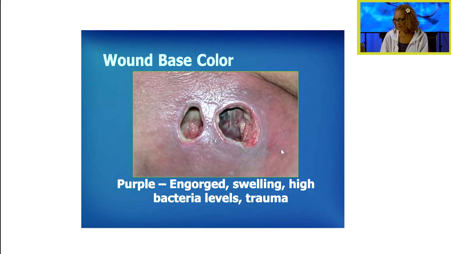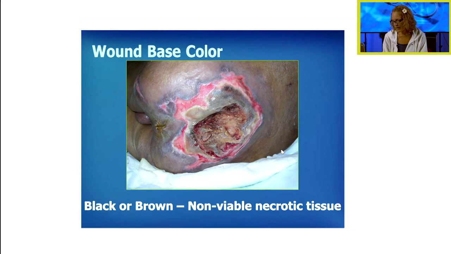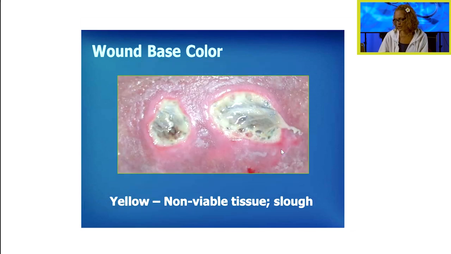Okay. Here we can see purple, engorged swelling, high bacterial levels. This is a very unhealthy looking wound base color here. Again, we're seeing necrotic tissue now in the wound base. This is not the kind of wound base we want to see for good wound healing to be taking place. And so this is non-viable necrotic tissue.